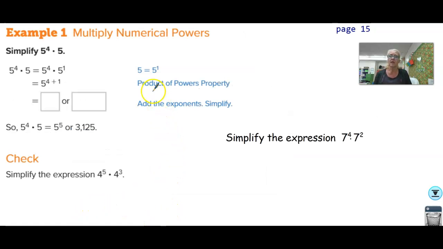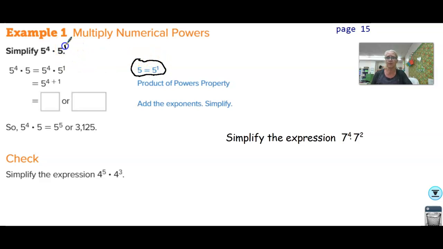Okay. So here we have example 1. This is on page 15 of your course 3 workbook. And they want you to simplify. Up here they're giving you 5 to the 4th times 5. Now this 5 doesn't have a power. Well, it's important for you to remember that if a number doesn't have a power, it has the power of 1.